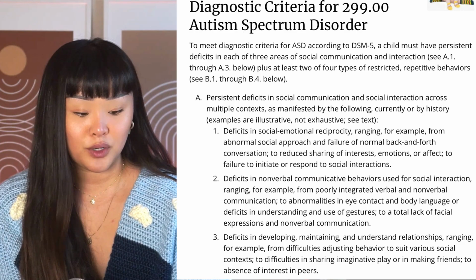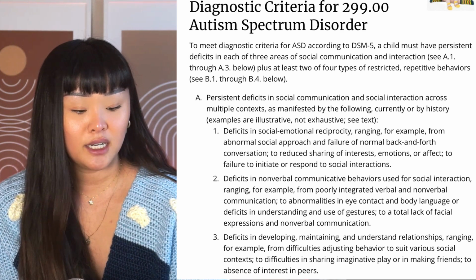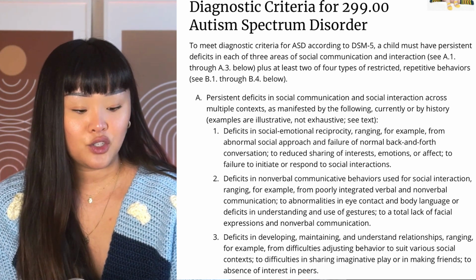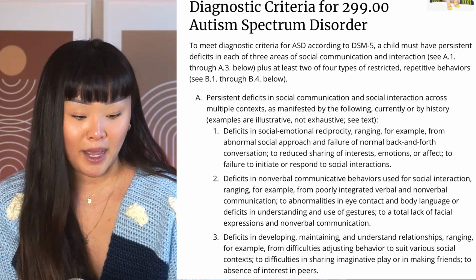So going down the list, to meet diagnostic criteria for ASD according to the DSM-5, a child must have persistent deficits in each of the 3 areas of social communication and interaction, plus at least 2 of 4 types of restricted, repetitive behaviors. Something I think is super important to highlight is: are these deficits something that was consistent throughout your life? That's something a lot of evaluators look for, and I also looked for it in myself. Are these deficits that I just developed at a certain point in my life? Is it on and off?